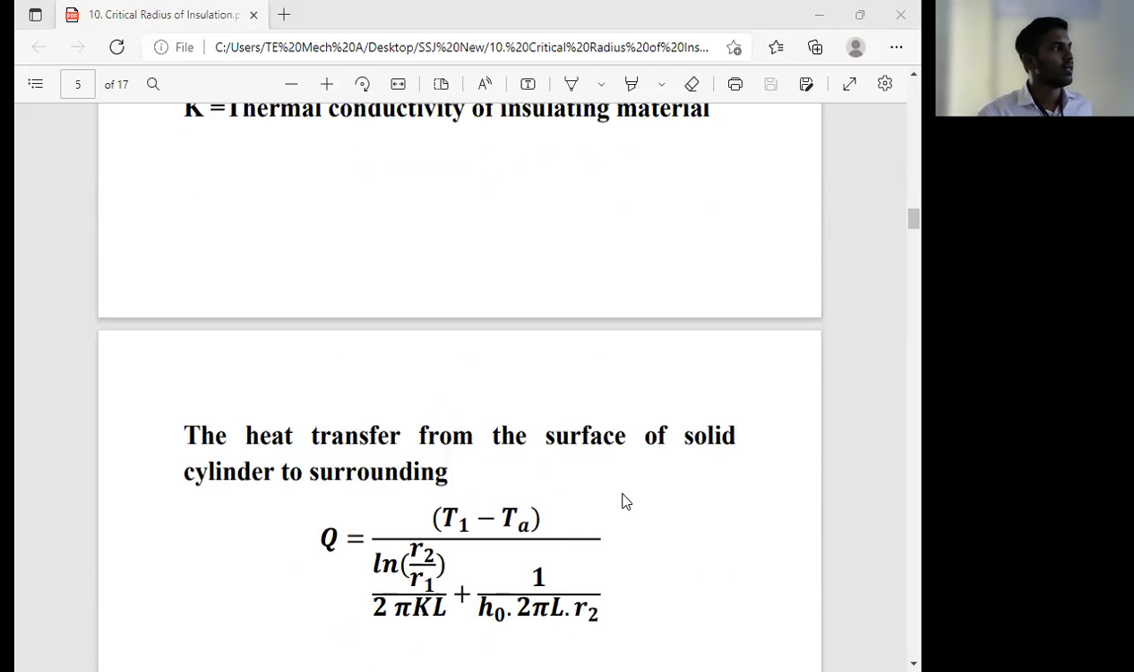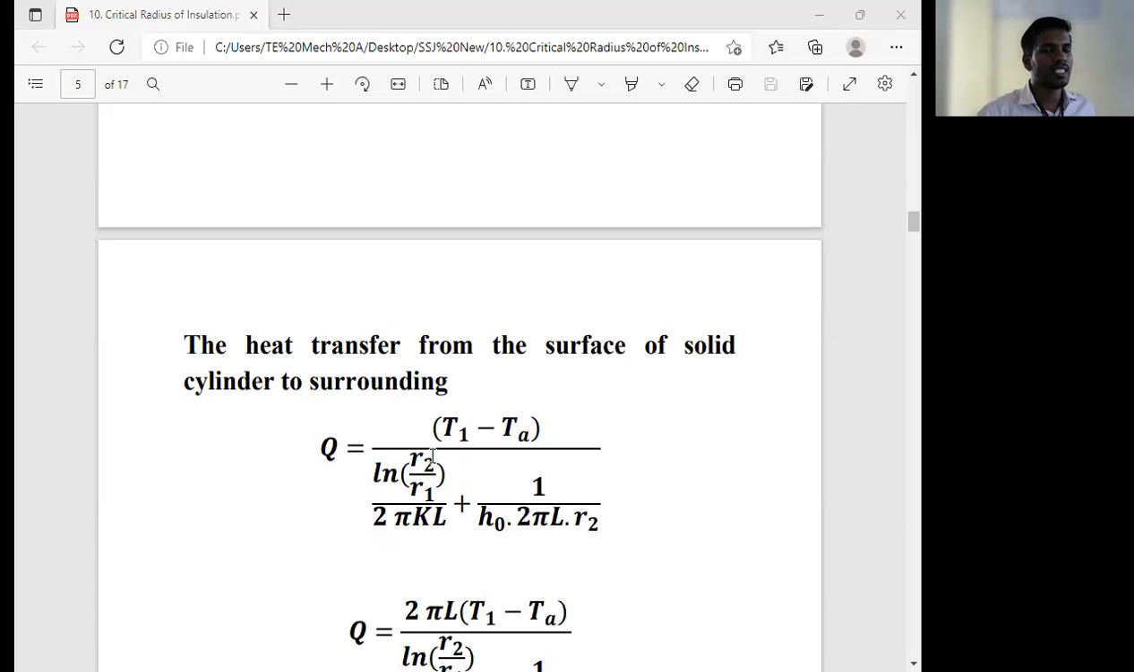Q is equal to, what is the temperature difference? The cylinder temperature will be T1, and what is the surrounding temperature? TA. So T1 minus TA, this is the temperature difference. And in between this temperature difference, there are 2 resistances. One resistance due to the insulation and one resistance due to the convection. So what is the conduction resistance for the cylinder? ln of R2 by R1 divided by 2 pi KL plus what is the convection resistance? 1/h into A. And what is the area? 2 pi L into R2. We take the area of the outer surface, so what is the radius there? R2. So H into area is nothing but 2 pi L R2.